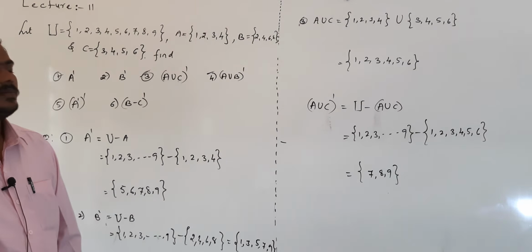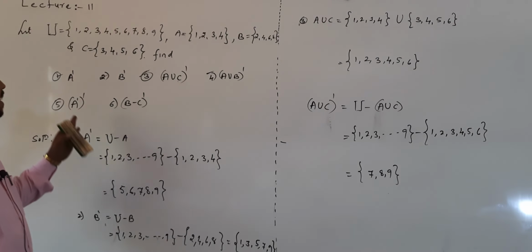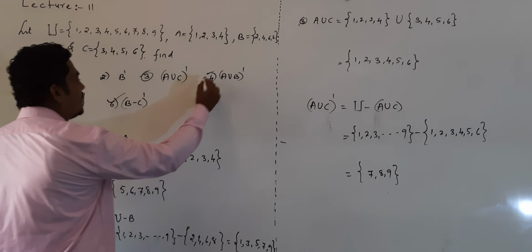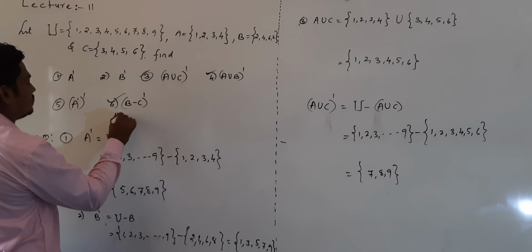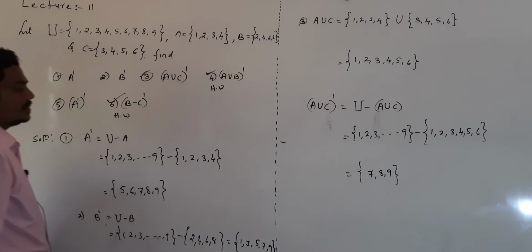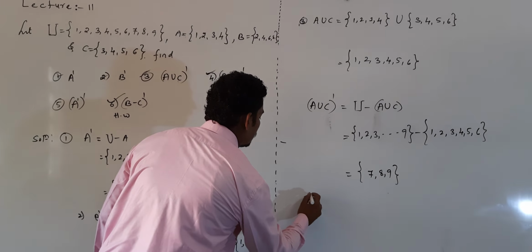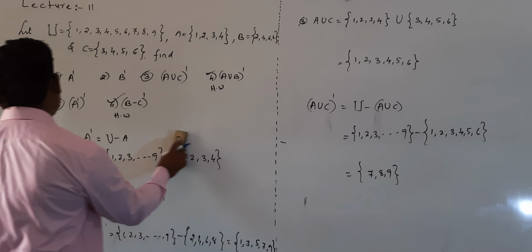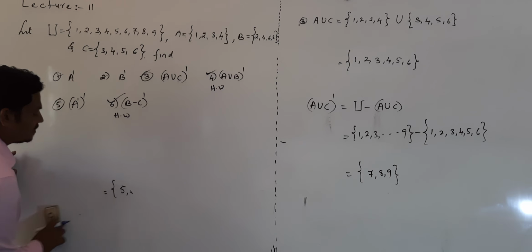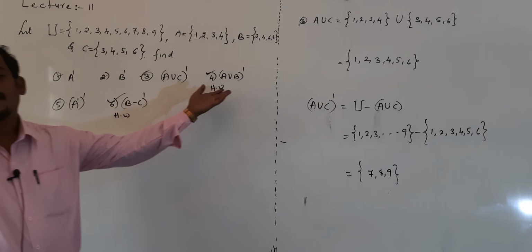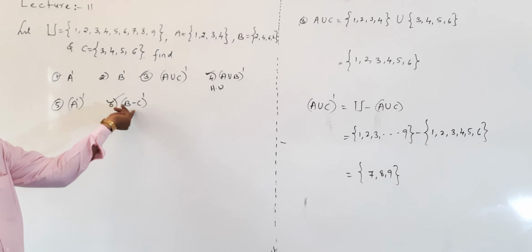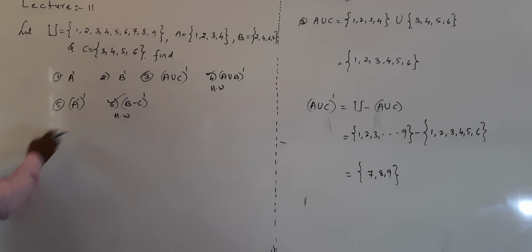After that, A union B whole complement. After that, A complement of complement. Do these two as homework. Fourth and fifth: take A union B, then take its complement. Here take B minus C, then take its complement. I will do the fifth one.